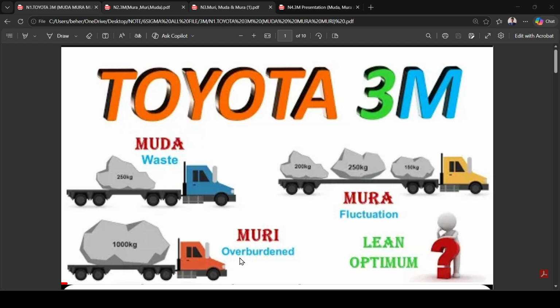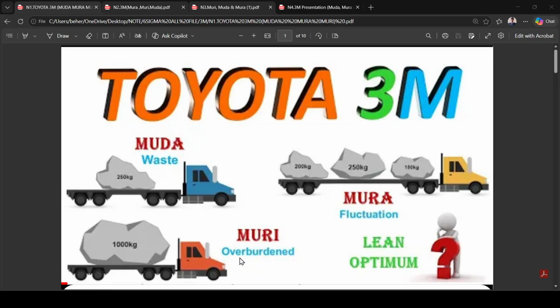So remember again, Muda equals waste and it should be eliminated. Then let's move on to another one called Mura. What is Mura? Mura means unevenness or inconsistency in the process. It happens when work is not evenly distributed or production is not stable.